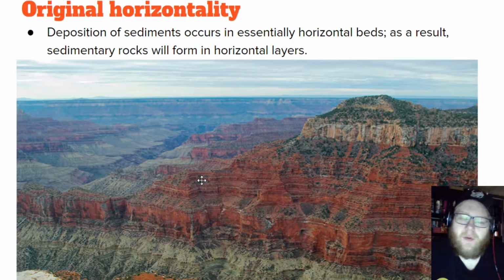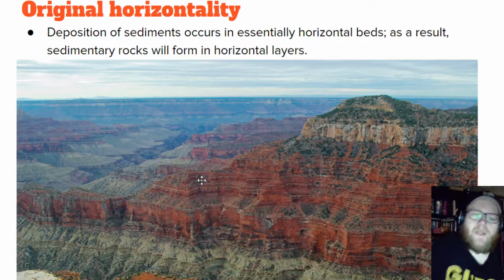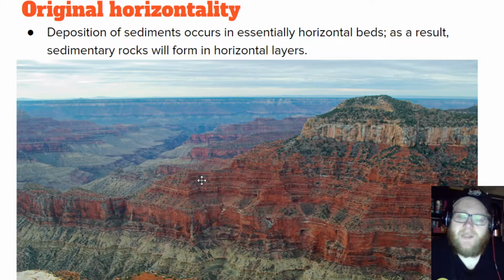Next, we have original horizontality, which basically says that the deposition of these sediments occurs in horizontal beds, which means that the rocks themselves will form in horizontal layers. The best way I could think to describe this is by looking at one of the biggest geological monuments in the United States and probably the world, which is the Grand Canyon as we see here.